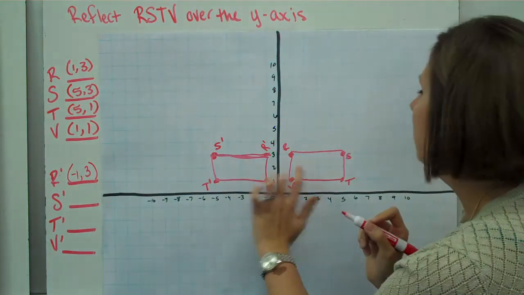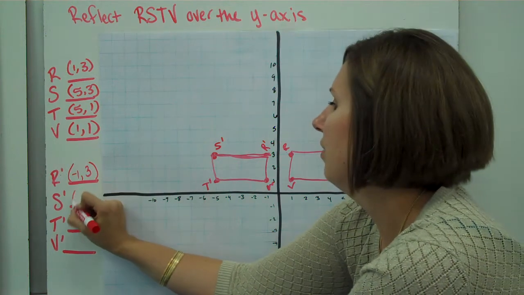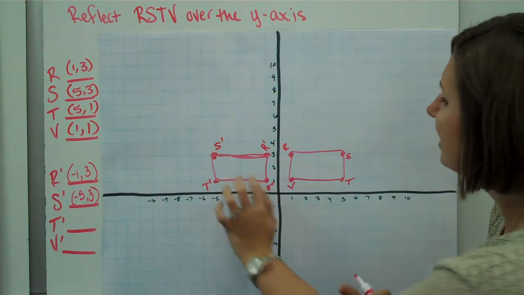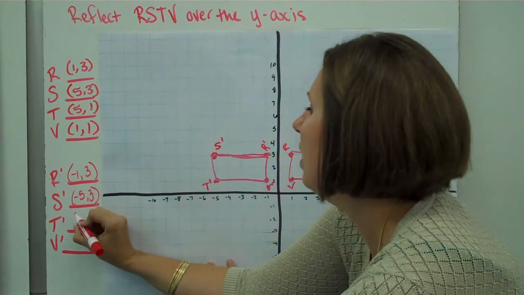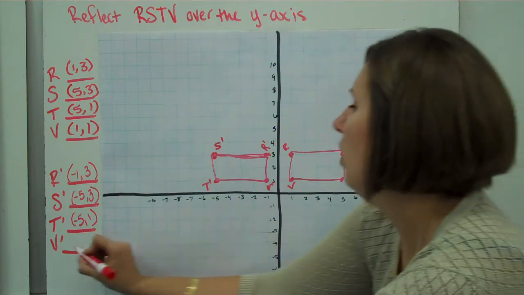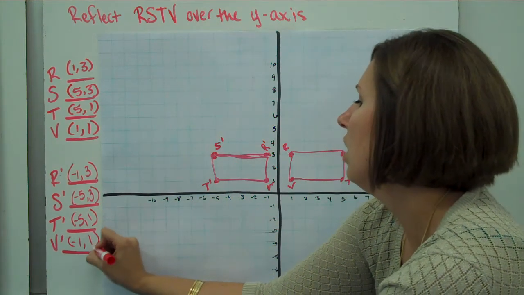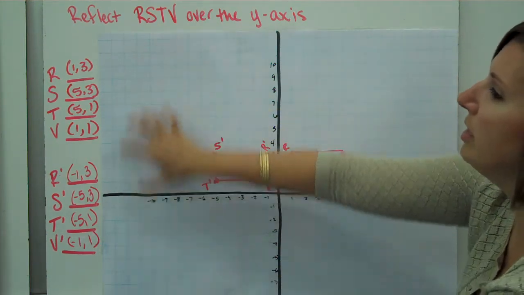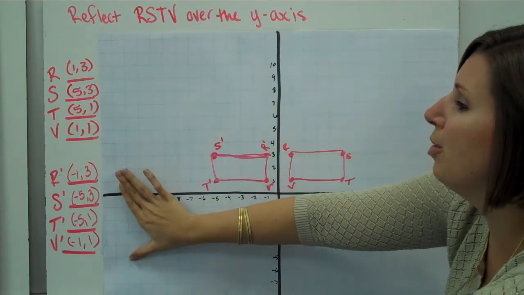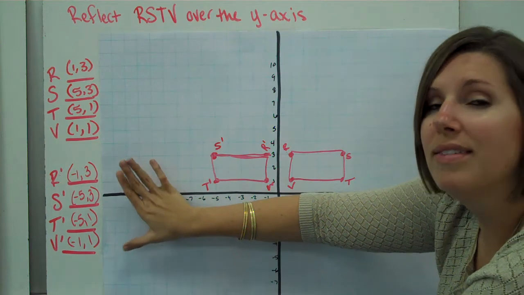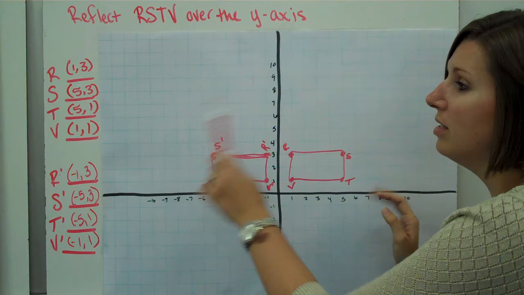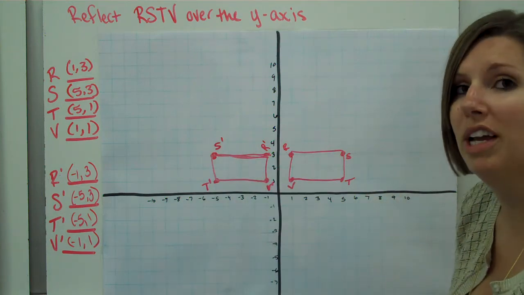My new S was -5, +3. My new T was -5, +1. And my new V was -1, +1. If you take a look, you'll notice some similarities between the old points and the new points. Really simmer on that for a second, and we're going to come back and talk about why those similarities and differences could be important in the future.